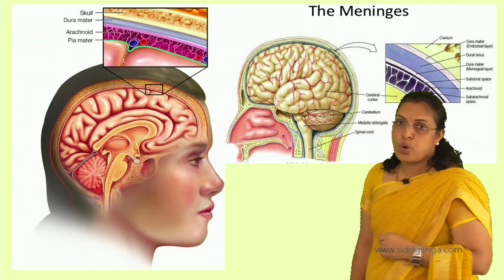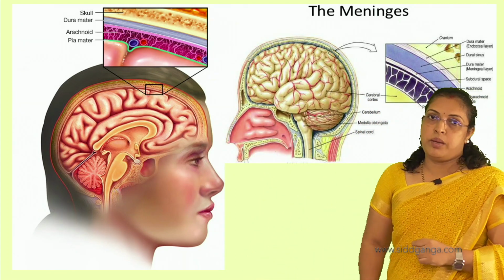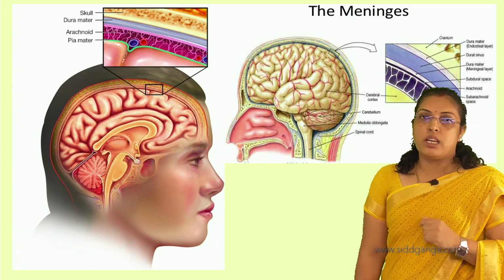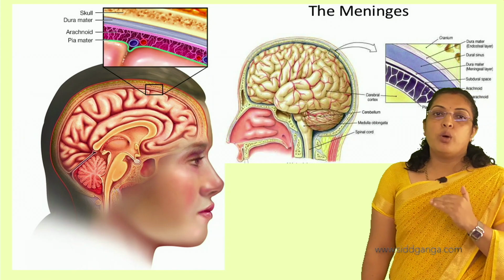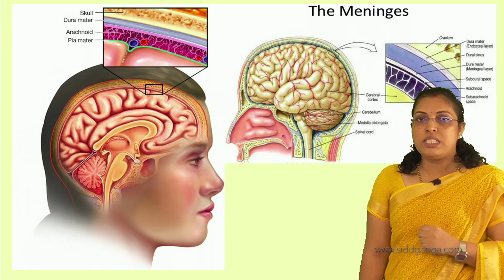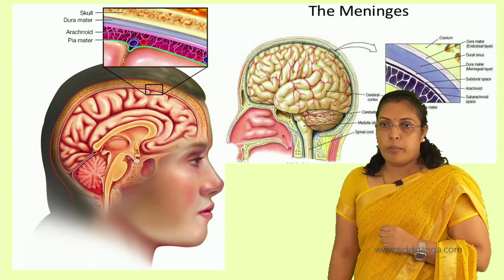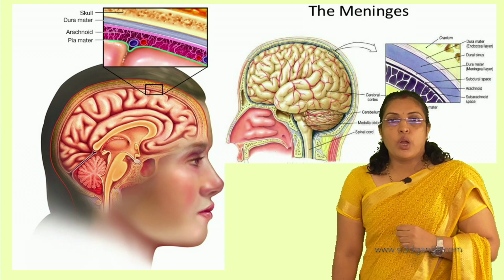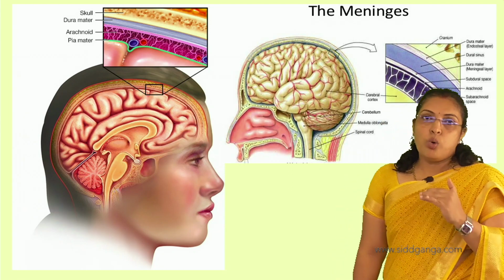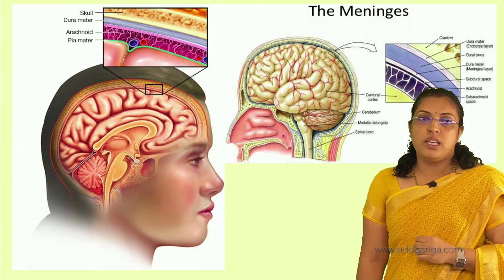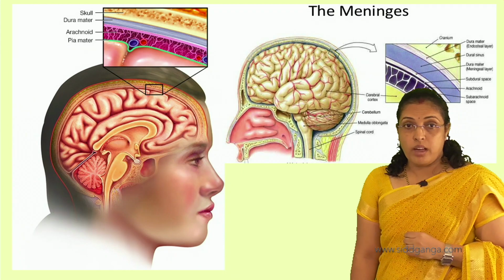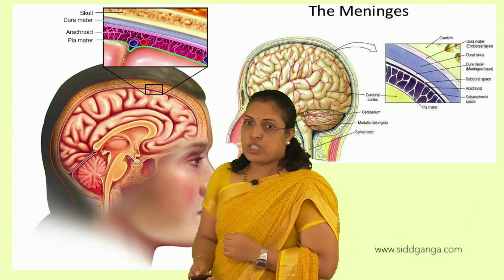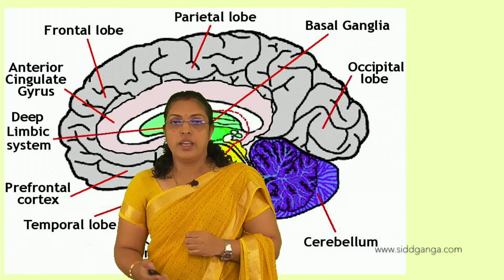Next, this shows you the different meningeal layers. The skull is a bony part. Below the skull we see the brain. Between the skull and the brain we see protective coverings of the brain called meninges. The outermost is dura mater, the middle is arachnoid mater, and the inner is pia mater. The pia mater is richly supplied with blood. These are the meningeal layers.